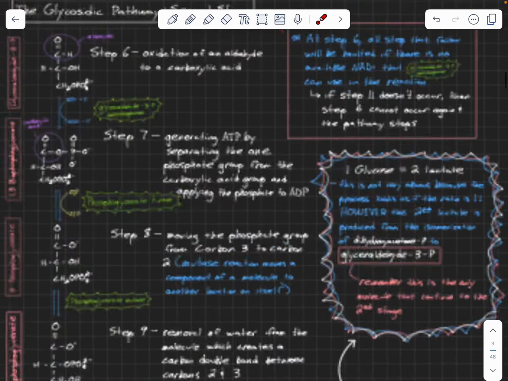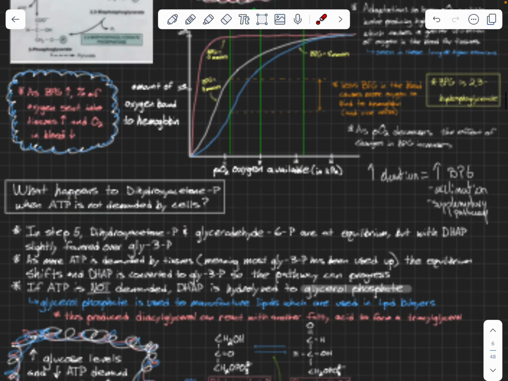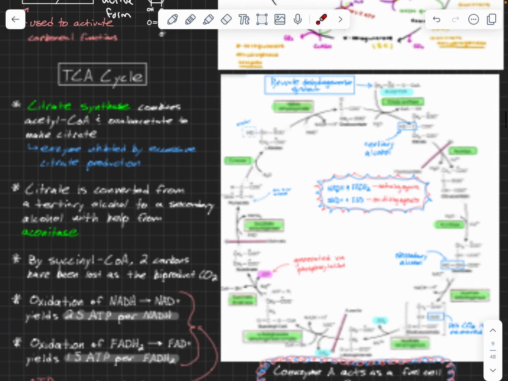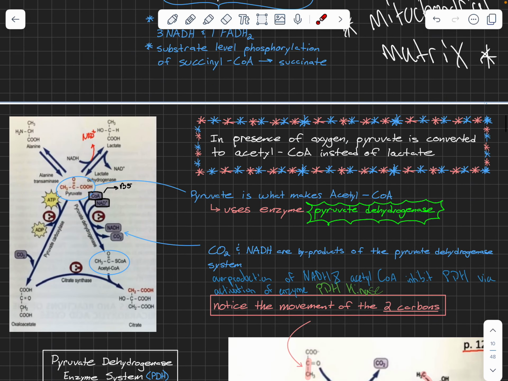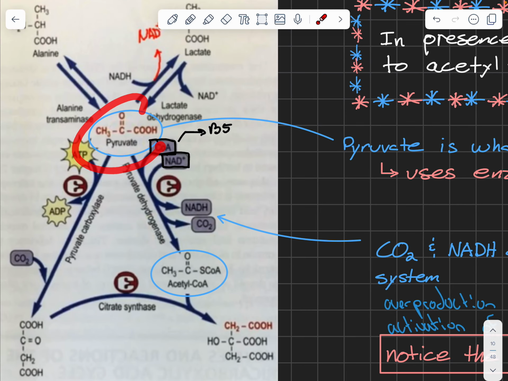So if we jump back down here, we can see that we go from pyruvate right here down to acetyl-CoA. So we have a CoA metabolite right there. So CoA, B vitamin 5, comes in, attaches to pyruvate, going through pyruvate dehydrogenase, and we transform into acetyl-CoA. And then we also have an NAD plus coming in and reacting alongside that. And our products that we produce are NADH and CO2 alongside acetyl-CoA.